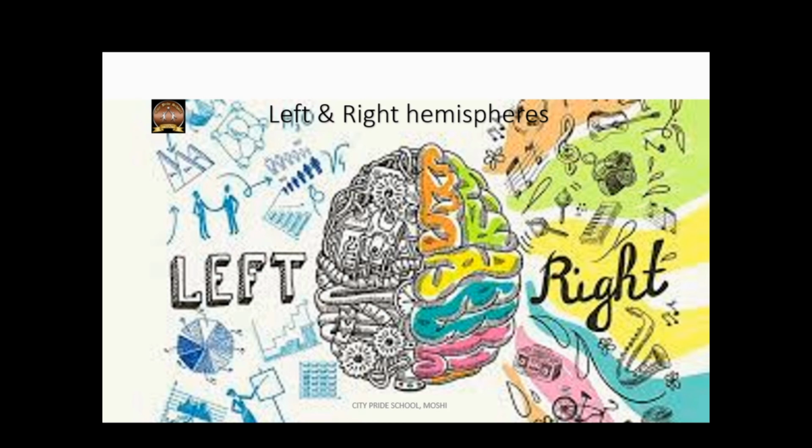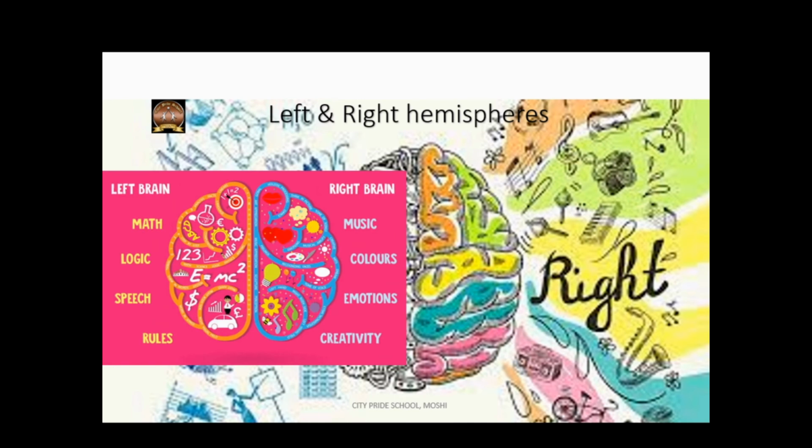The right and the left hemispheres of the brain are believed to be dominant for different functions. The right brain is thought to be responsible for music, a sense of colors, emotion, creativity, and the left brain is thought to be responsible for mathematical ability, logical ability, and a sense of rules and the speech of an individual.